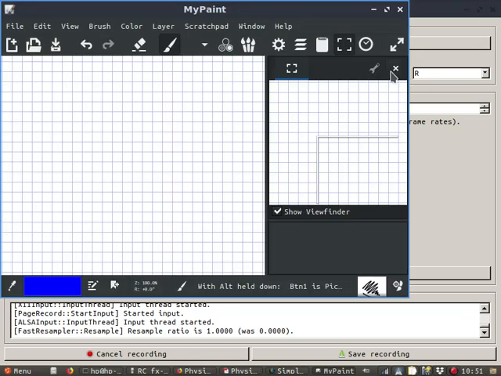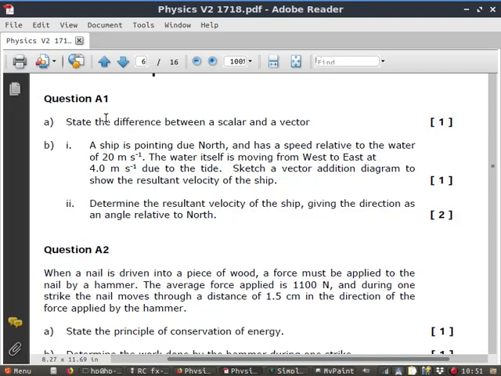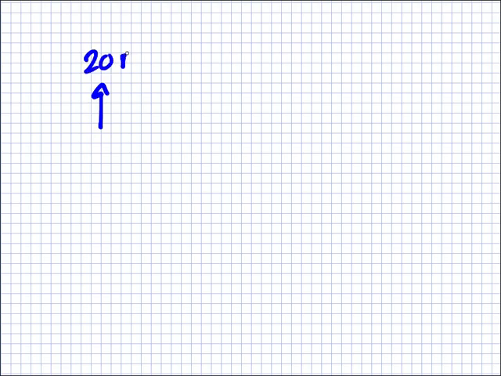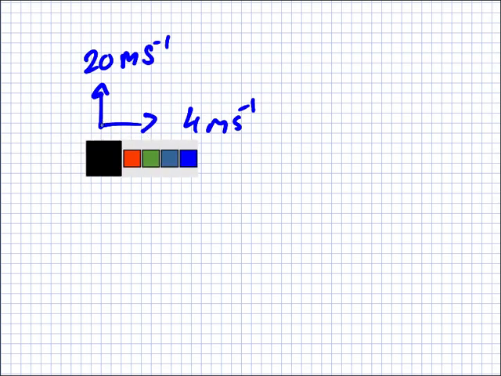But what have I done here? Okay. A ship is pointing due north and has a speed of 20. The water itself is moving from west to east at 4. So the ship is going 20 and the water is going this way at 4. What's going to happen? Well, the ship is going to go this way, right?